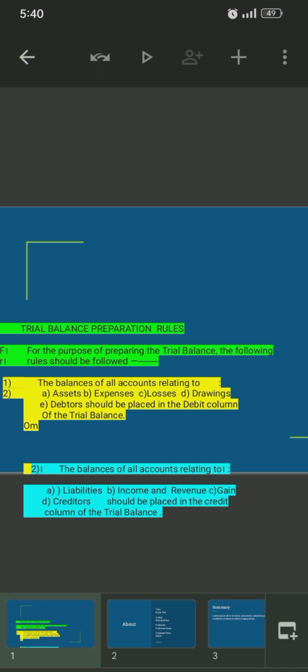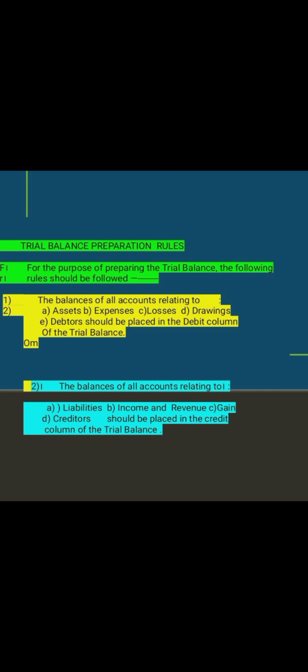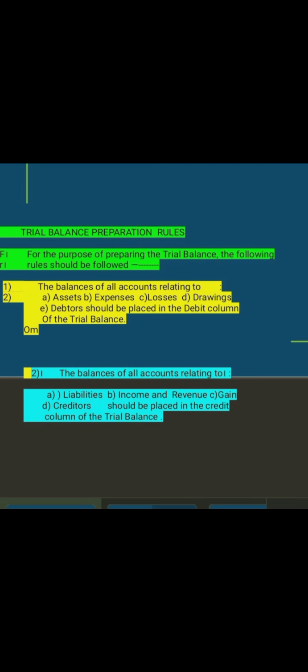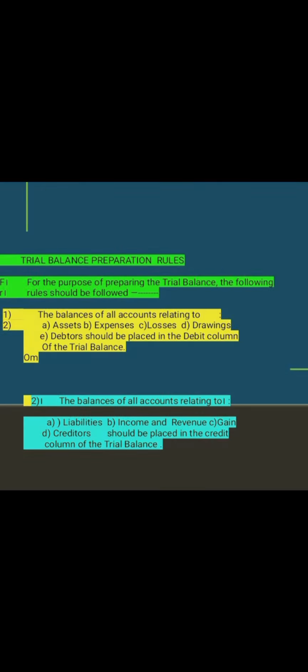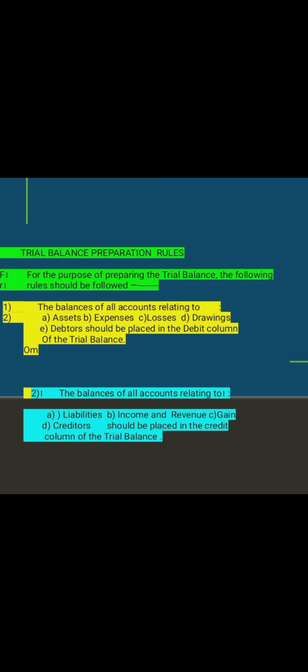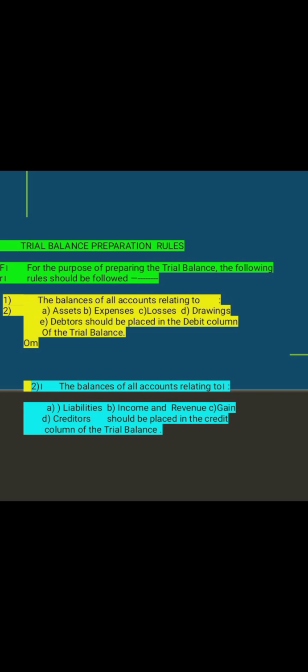Losses, such as loss on sale of any asset. Drawings: if any entrepreneur withdraws money from his business, that is called drawings. Debtors: the money due from a customer is called debtors. And all these heads are placed in the debit side of the trial balance.